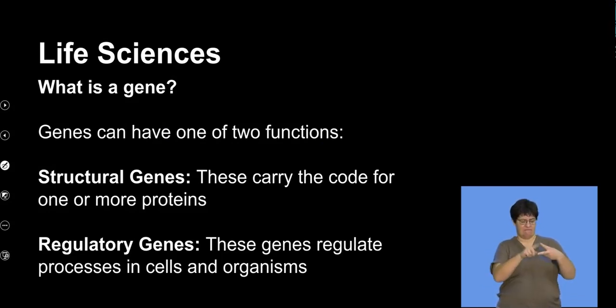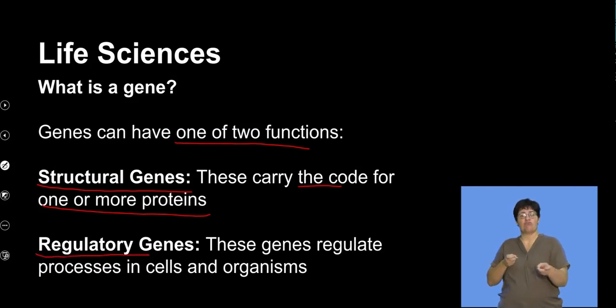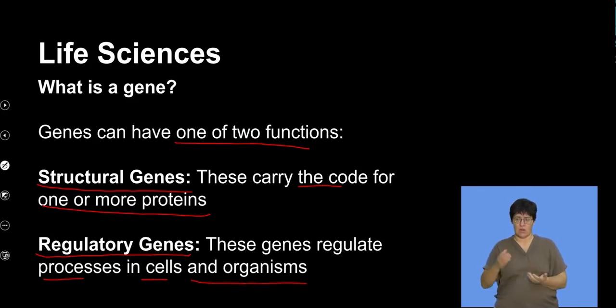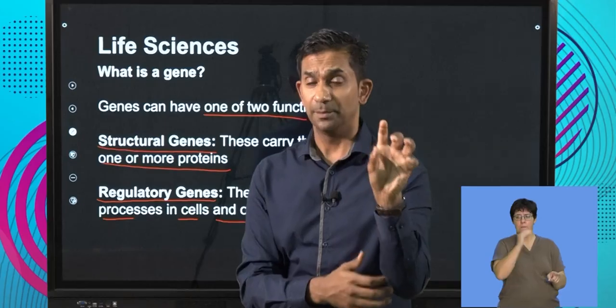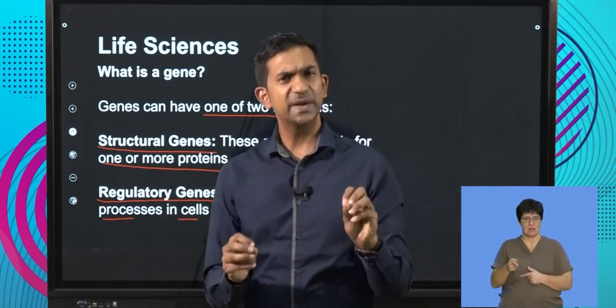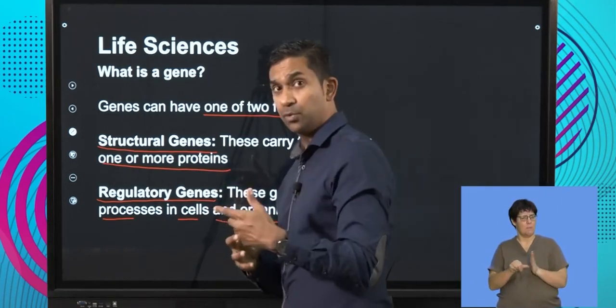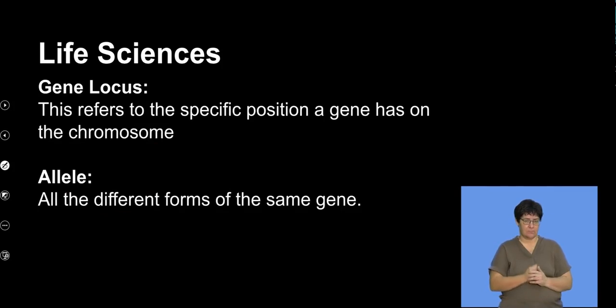So genes can have one of two functions, guys. When we talk about structural genes, these carry the code for one or more proteins. So these genes basically produce proteins. But we also have regulatory genes. And these are genes that regulate processes in cells and organisms. So broadly classifying genes, we have structural genes that code for making specific proteins, and we have regulatory genes, which basically switch on or switch off certain processes in the cell. And that's important in us understanding how genes carry out their functions.